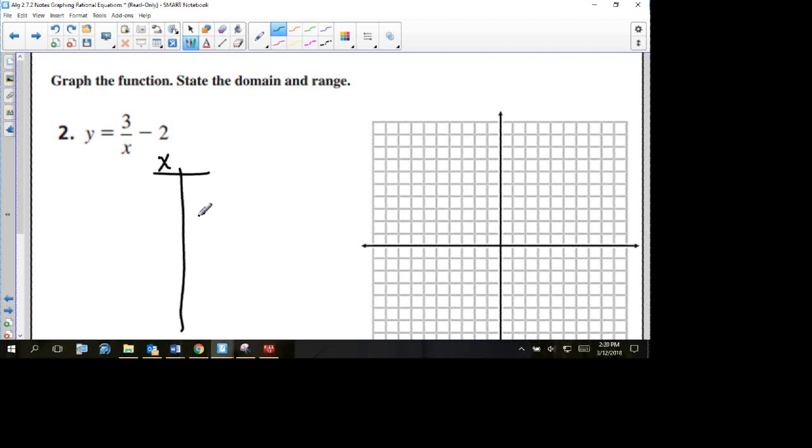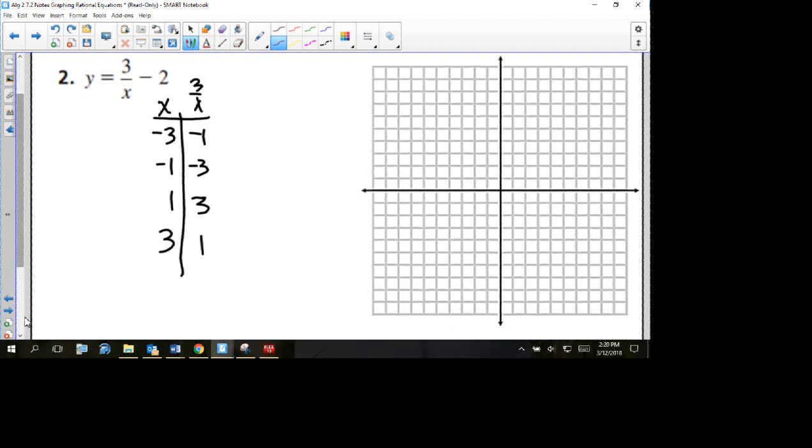So if I'm going to graph y equals 3 over x minus 2, what will be my parent function before any translation? 3 over x, right. So I'm going to pick x's that I can divide 3 by. Negative 3, negative 1, 1, 3. So my x's, my y's will be 1, 3, negative 1, negative 3. And then my asymptote, x equals 0, y equals 0.